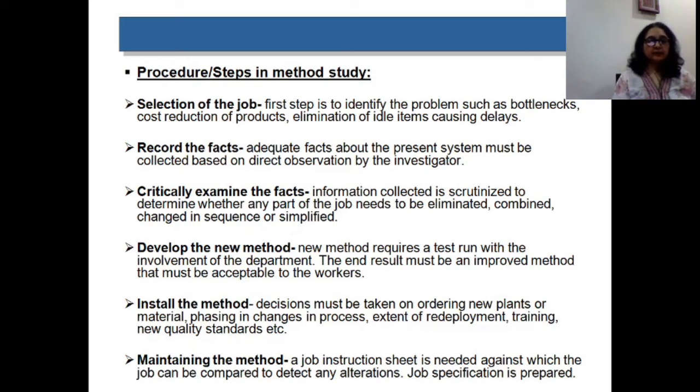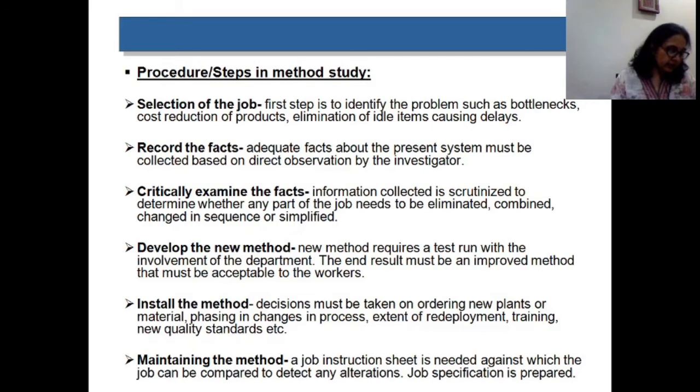Then the cost may have to be reduced in manufacturing the products, or the organization may be dealing with some items that are causing delays and unnecessary wastage and so on. So what is the problem? That has to be identified first. Now, while selecting the job, that has to be examined. It has to be kept in mind. The objective of the organization has to be kept in mind.